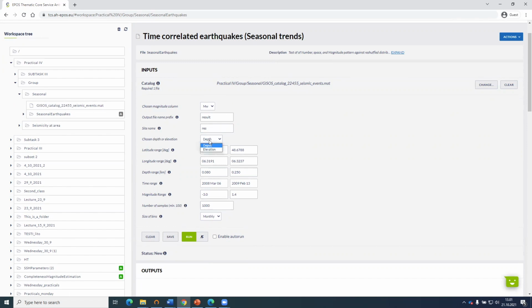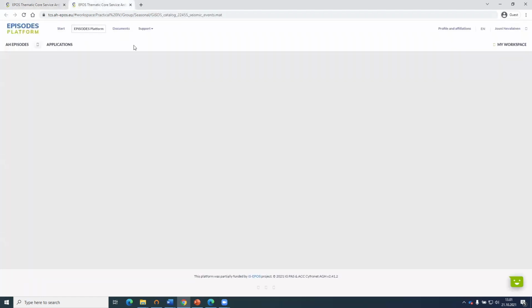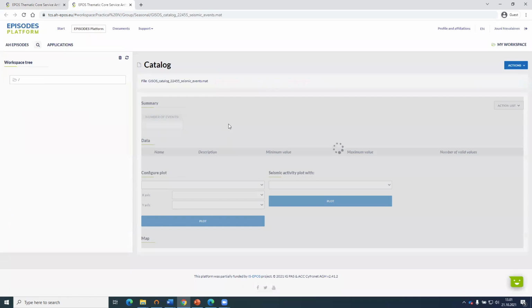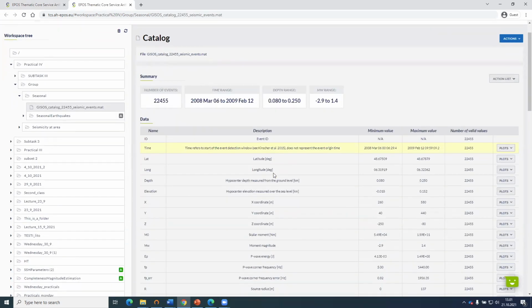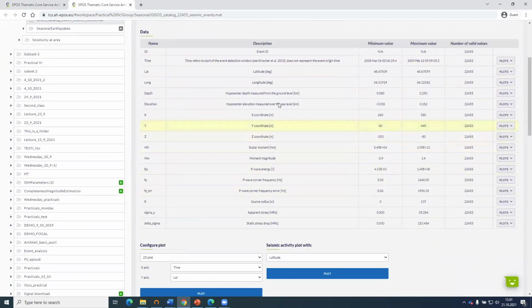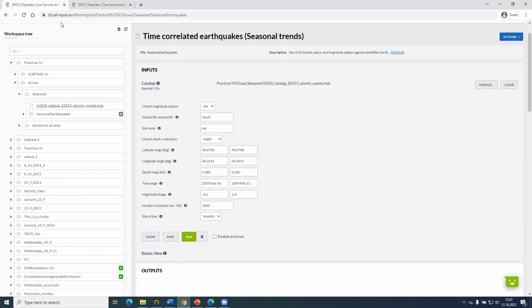Chosen depth or elevation. We need to look into it; I will open the catalog in a different window so we can see whether it has depth or elevation as an existing parameter. And once you come here, you can see that there are the coordinates. There's elevation, but there's also depth. So you can use either one of those. So let's use the elevation from sea level.